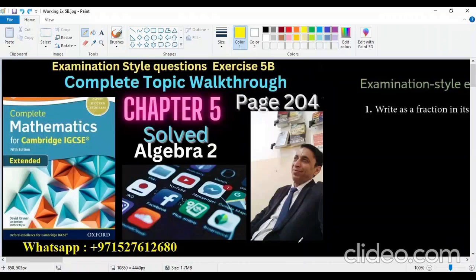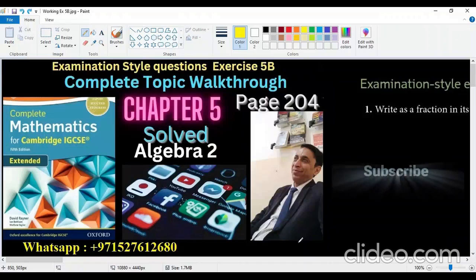Hello everyone. This is exercise 5b, and in exercise 5b we'll be doing all examination style questions which are set in the book. If you have the textbook with you, you can find this on page 204.